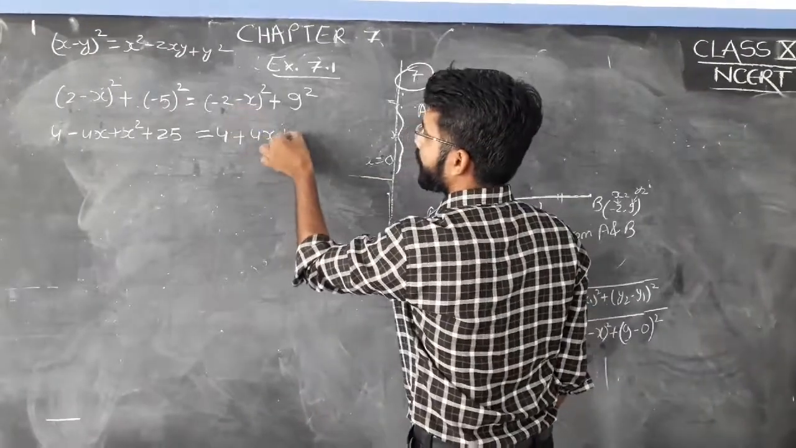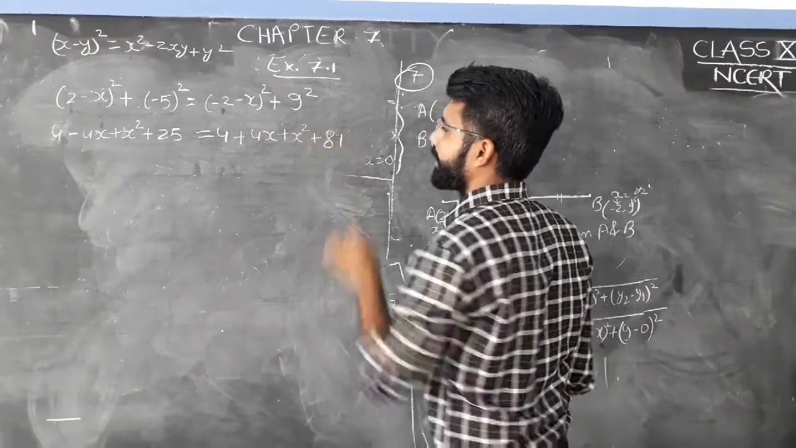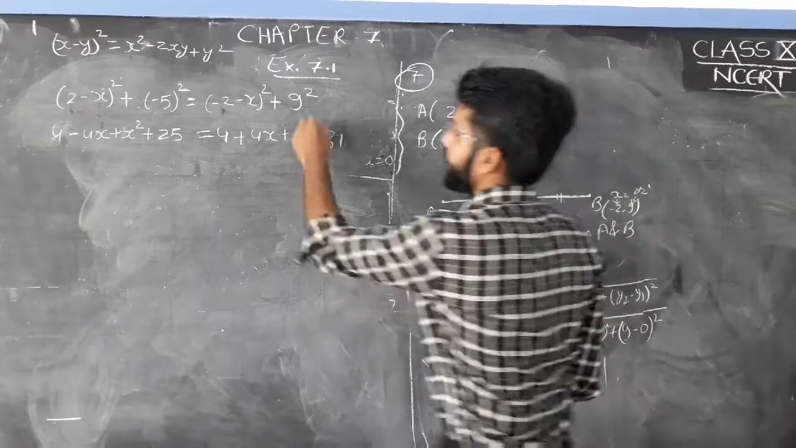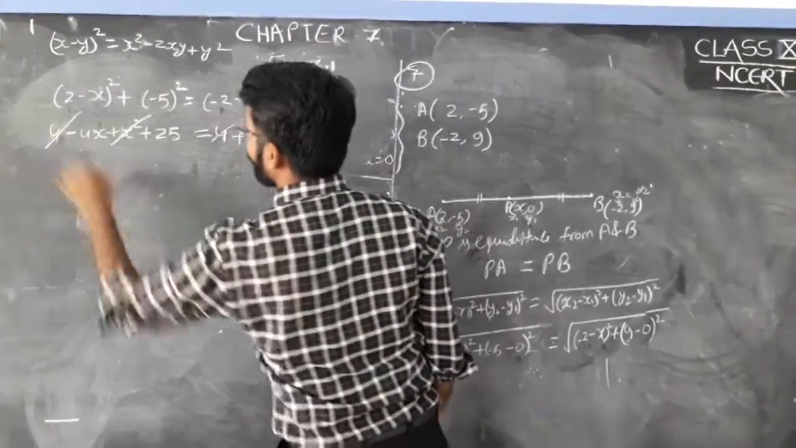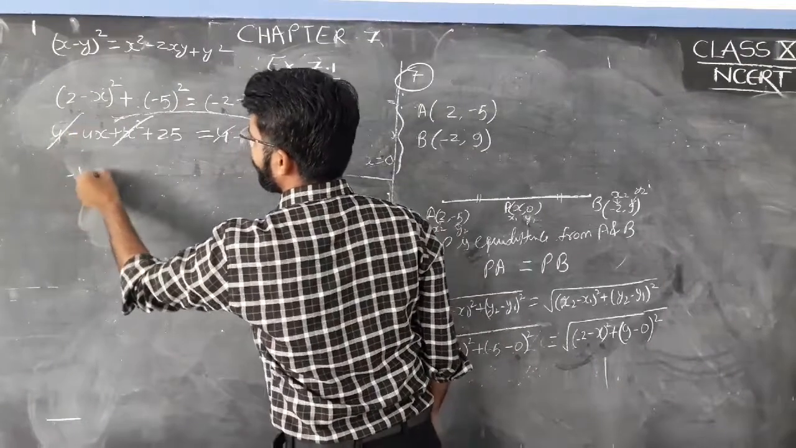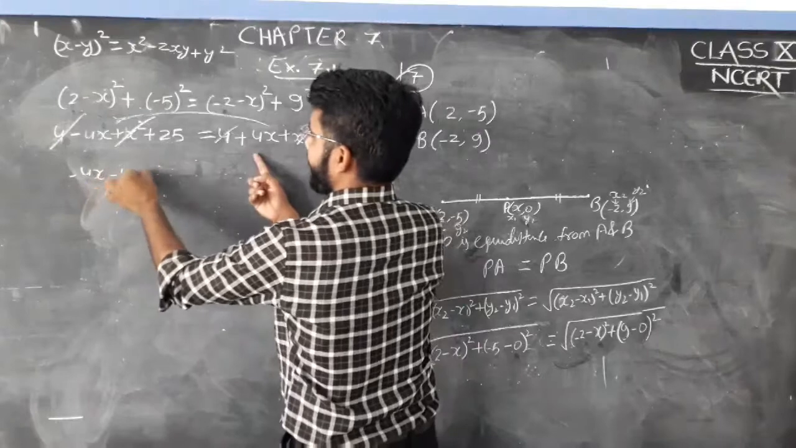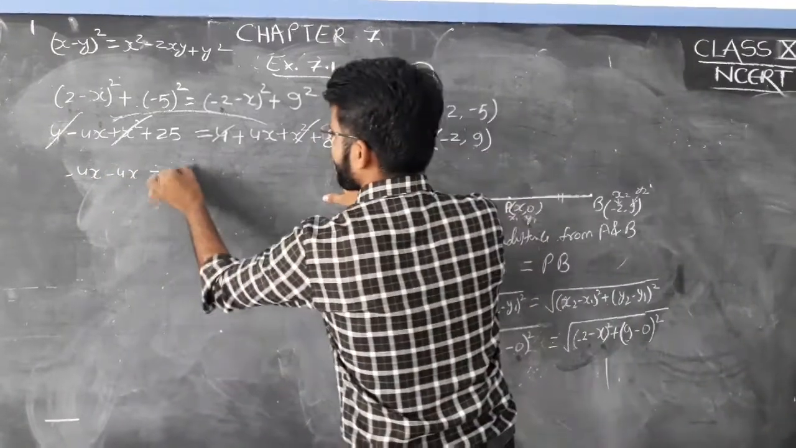And minus x square would be what? Plus x square and minus 9 square would be what? 81. Is it clear? x square and x square can be cancelled out. 4 and 4 also can be cancelled out. Okay, if I shift 4x, it would be minus 4x and also minus 4x. Okay, here we have 81.